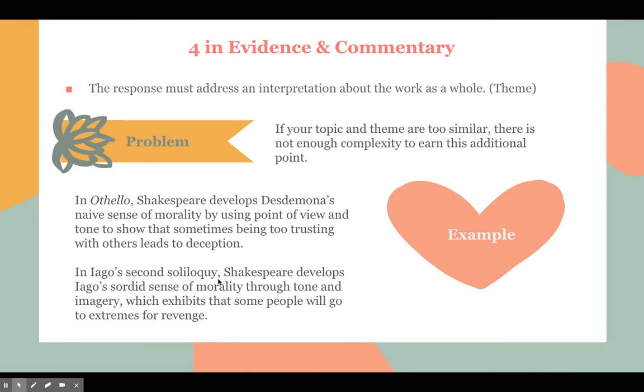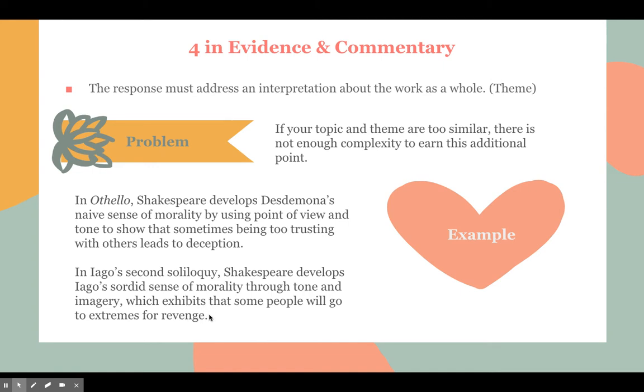In Iago's second soliloquy, Shakespeare develops Iago's sordid sense of morality through tone and imagery, which exhibits that some people will go to extremes for revenge. This one I think has a little bit more potential. It's not quite as similar, sordid sense of morality and then going to extremes, but it could be similar because basically our topic is okay, Iago is bad. And then our theme is about how people can be bad. And it's a little more specific, but it could run into the problem of really just talking about the same thing.